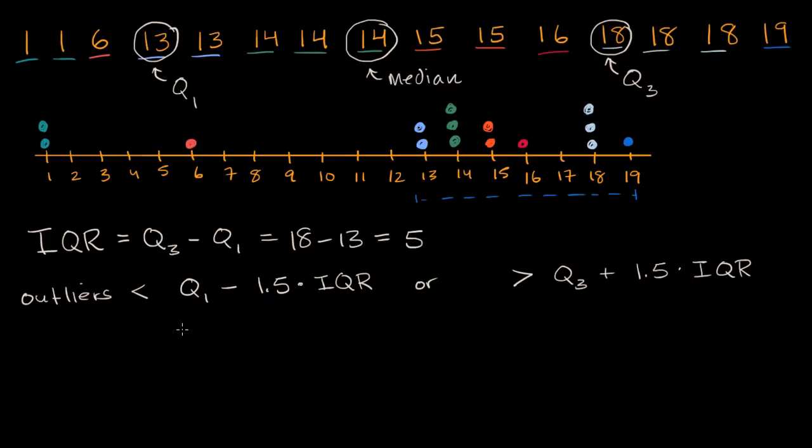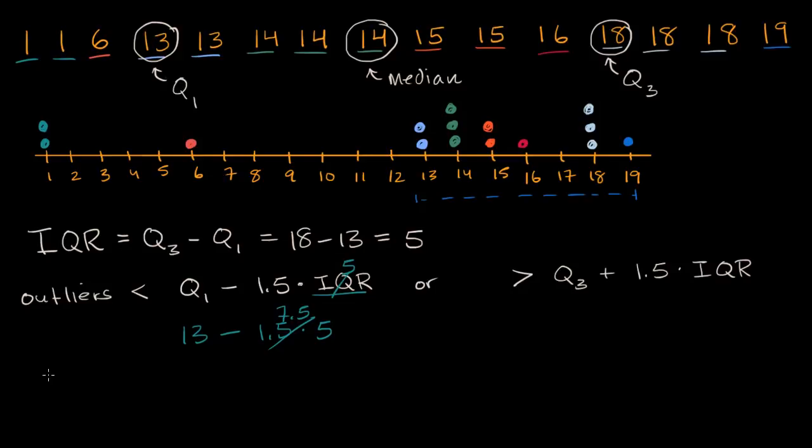Q1, we already know, so this is going to be 13 minus 1.5 times our interquartile range. Our interquartile range here is 5. So it's 1.5 times 5, which is 7.5. So this is 7.5. 13 minus 7.5 is what? 13 minus 7 is 6, and then you subtract another 0.5 is 5.5.